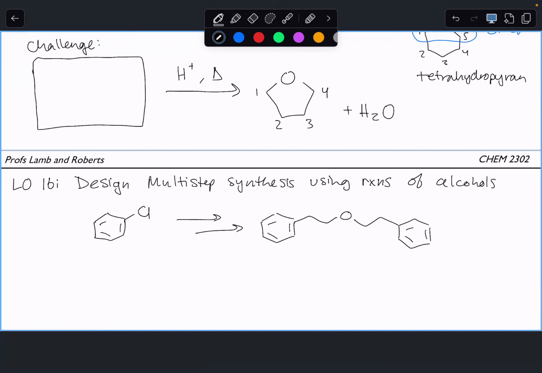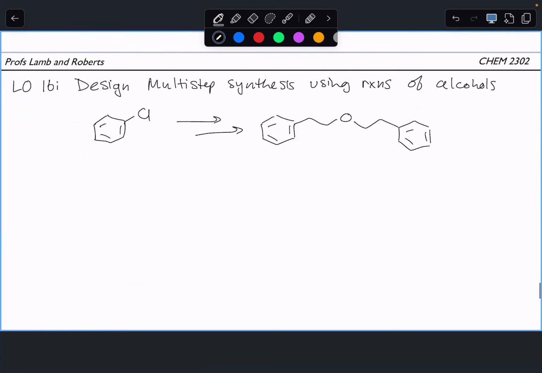So when you're approaching multi-step synthesis, go backwards. It is so much easier to go backwards because there are so many reactions that you can do that you don't necessarily know if they're going to be productive to get to the product that you want. But if you start at the product that you want and work backwards, it's much easier. So we're going to do that.